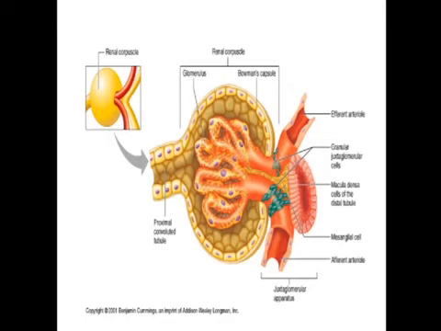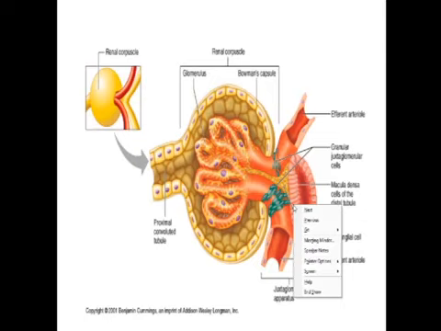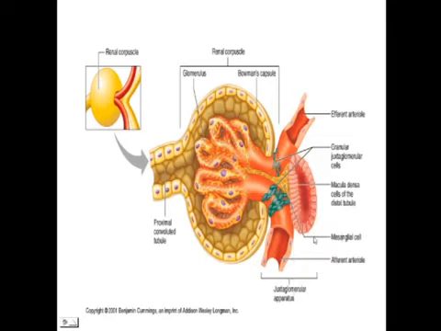Macula densa functions as a sensor of osmolarity of fluid in the distal convoluted tubule. A low sodium ion concentration in the tubular fluid stimulates the macula densa to produce various chemical mediators like nitric oxide and prostaglandins, which act upon the juxtaglomerular cells in a paracrine manner and stimulate them to secrete renin, which is a hormone which controls the blood pressure.